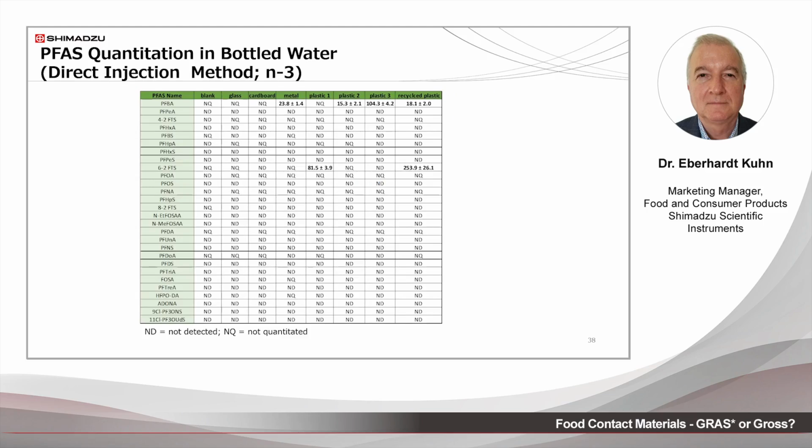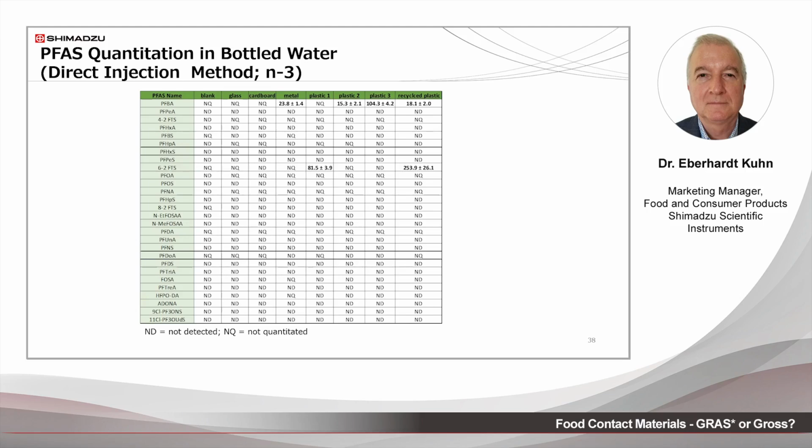Recently, we did a study looking at PFAS in bottled water by direct injection, and we had different types of materials. We had a glass bottle. We had, of course, different types of plastic bottles, including the recycled plastic. We had some metal cans and a cardboard, like a milk carton kind of container for water.